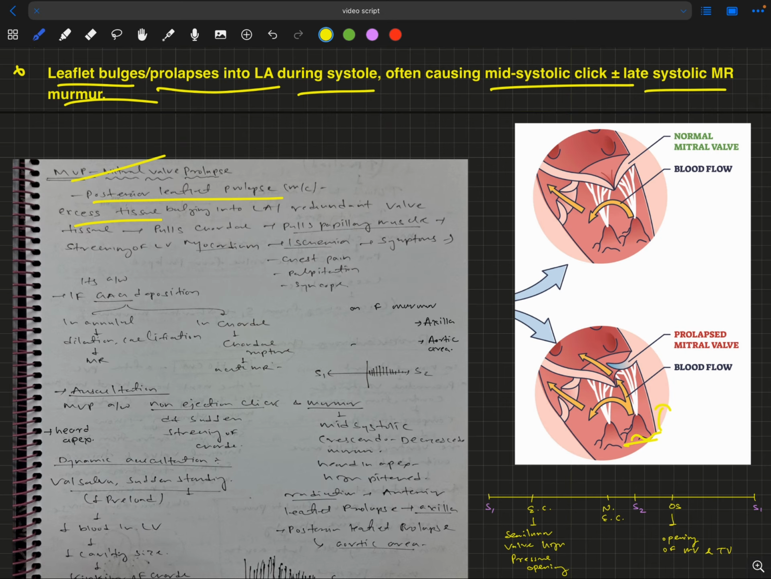The excess or redundant valve tissue bulges into the left atrium, and it pulls the chorda tendineae with it, which in turn pulls the papillary muscle. That leads to stretching of the left ventricular myocardium, which in the long term can lead to ischemia of the myocardium, and it presents with chest pain, palpitation and syncope, just like MI.